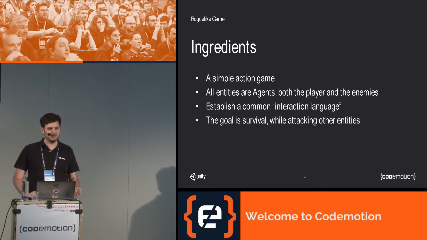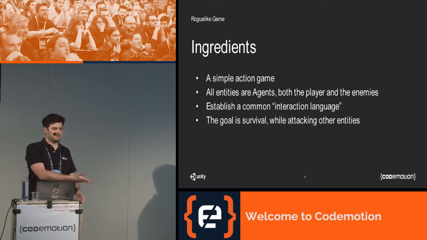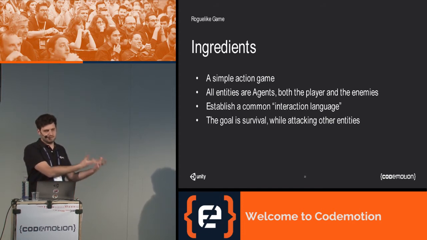And then we thought one key element that I really wanted to push is that all the entities are agents. So both the player, me, the human player, and the machine learning agents use the same script. The difference is that I provide the input my own way. I provide whatever input I want, and then the machine learning agents need to learn, and they are going to be controlled by the brain.